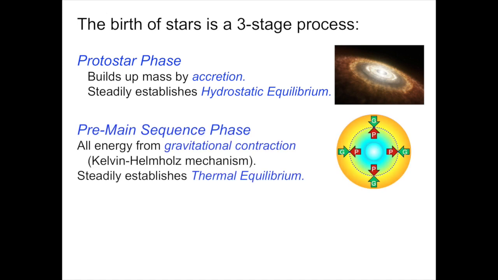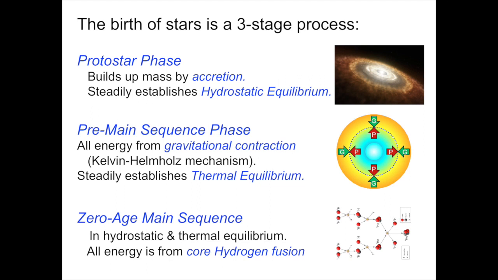The second phase is the pre-main sequence phase, in which it gets all of its energy from gravitational contraction through the Kelvin-Helmholtz mechanism, and while it is in hydrostatic equilibrium, it is not yet in thermal equilibrium. It is, however, slowly establishing thermal equilibrium as it goes through the phase. Finally, the zero-age main sequence is when the star begins to burn hydrogen into helium through fusion in its core, and it achieves both hydrostatic and thermal equilibrium.